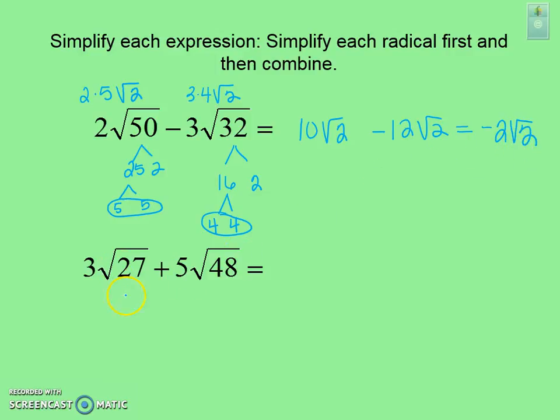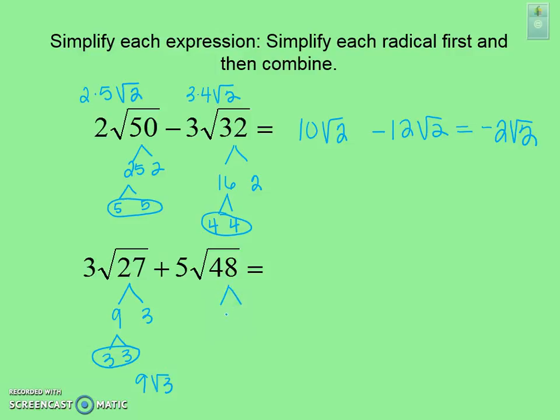So we're going to do the same thing down here with this next one. 27 breaks up into 9 and 3, and another 3 and 3. So we have a pair of 3s. 3 times 3 goes on the outside, so we're going to have 9 square root of 3.